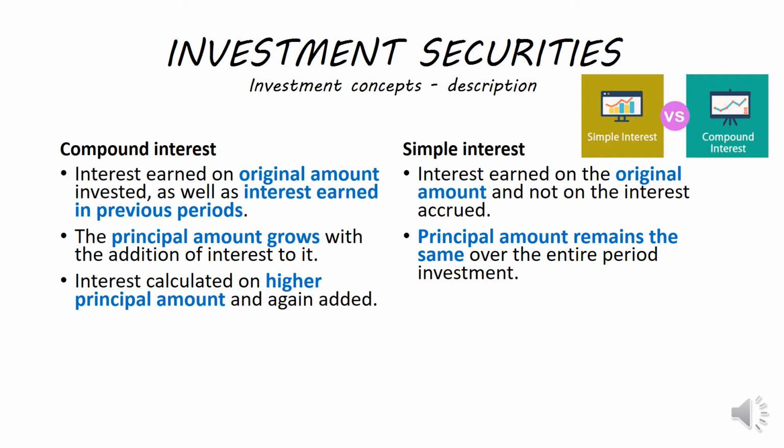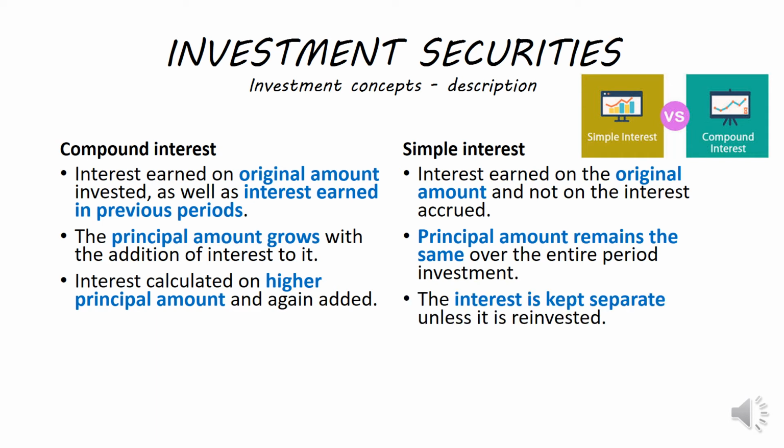Okay, so every single year you are calculating your interest on the principal amount plus last year's interest. Once you earn interest in the second year, it is added again. So in the third year, you are earning interest on your principal amount plus the interest of the first year plus the interest of the second year, and then again it is added. All right, so every single year when you calculate your interest, that interest is added to the principal amount. So the principal amount keeps growing.